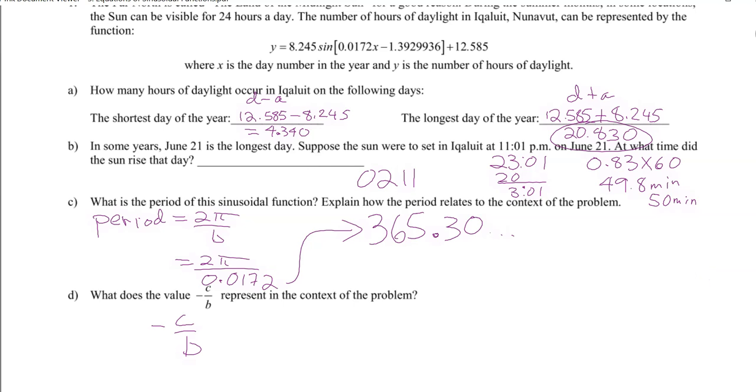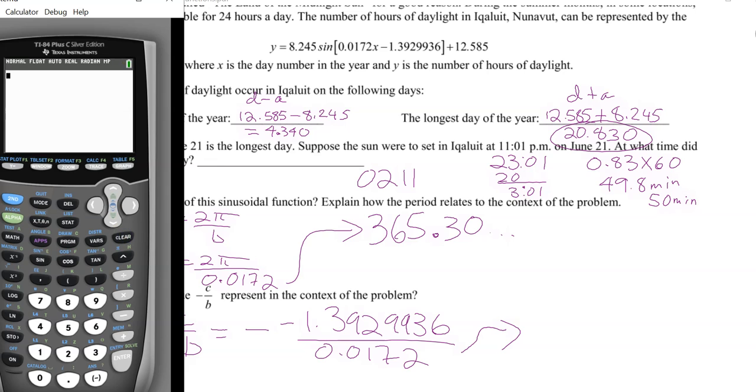So negative c over b is equal to negative 1.3929936 divided by 0.0172. Okay, so negative is just going to be positive, right? So what we need to do is 1.3929936 divided by 0.0172, which is 80.98. Okay, let's call that 81.